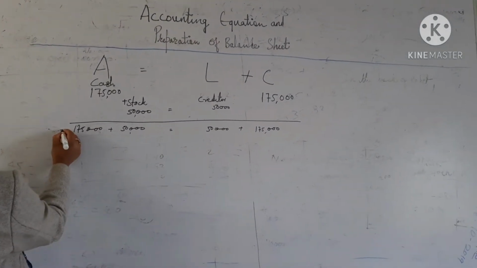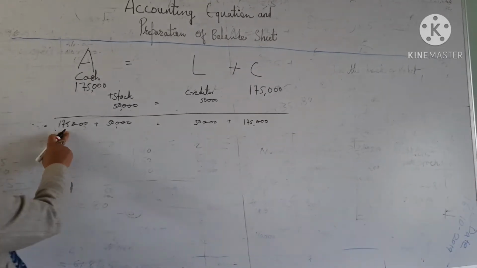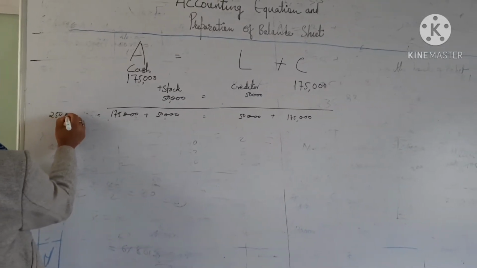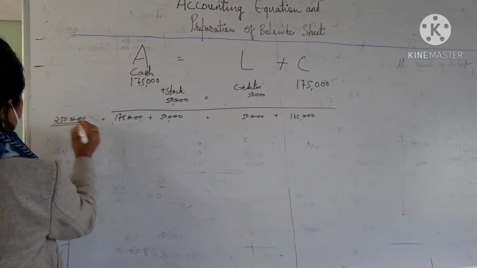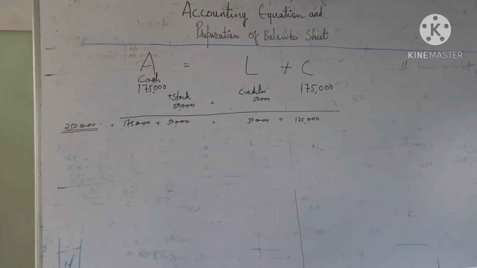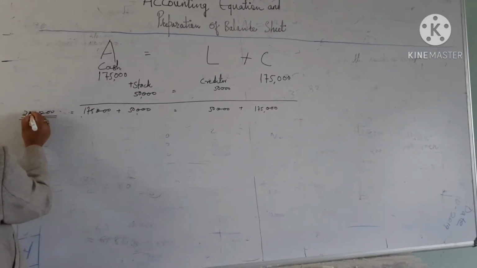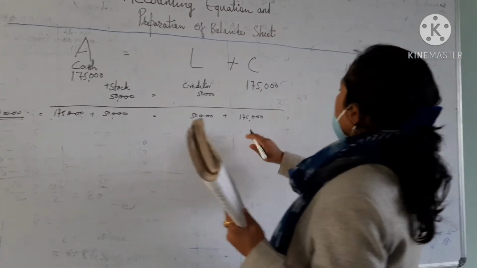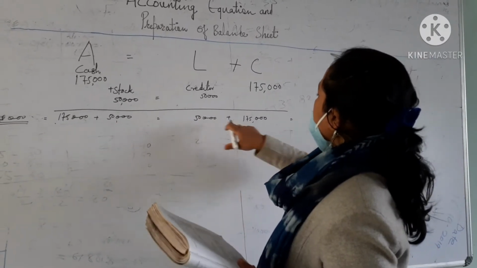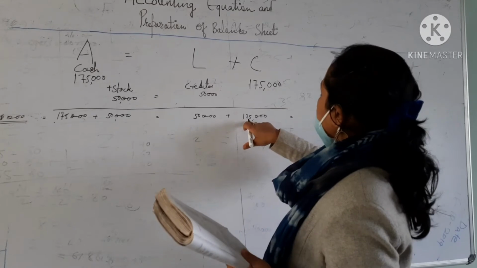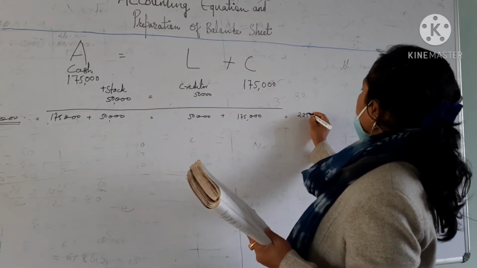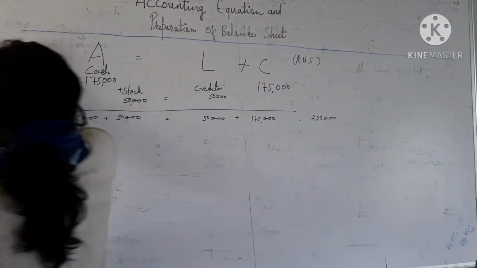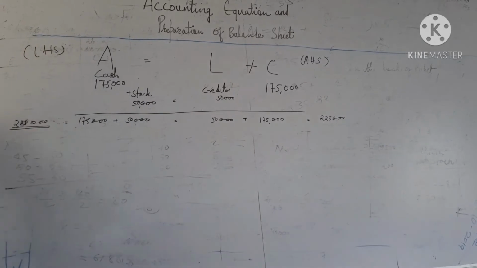We make the total here, that is 1,75,000 plus 50,000, 2,25,000 on the left hand side, isn't it? Similarly here also 1,75,000 plus 50,000, 2,25,000 on the right hand side. This is the right hand side and this is the left hand side. Always it will be equal.